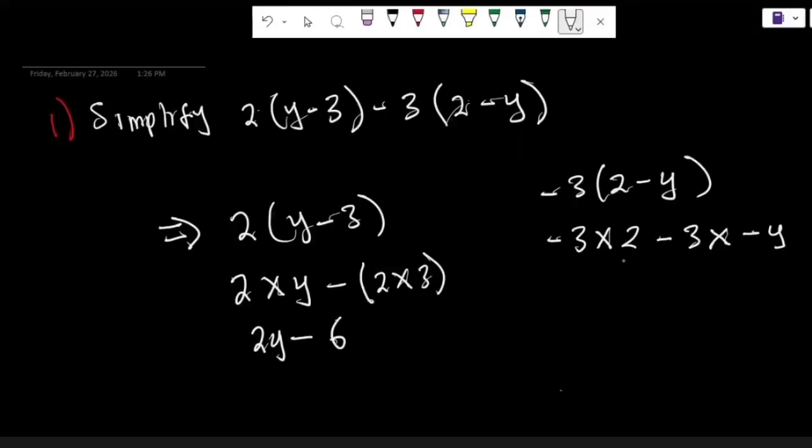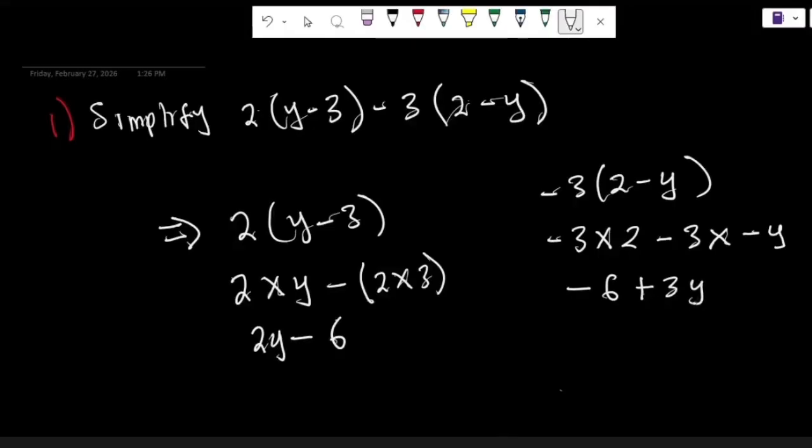Negative 3 times 2 is going to be negative 6. Negative 3 times negative y: here we have negative, here we have negative. When you multiply negative by negative, you get positive. So clearly, we are going to get a positive value here. This is 3 times y, which is positive 3y.